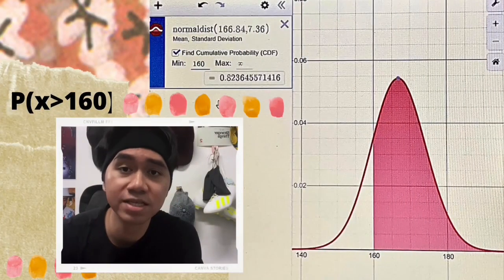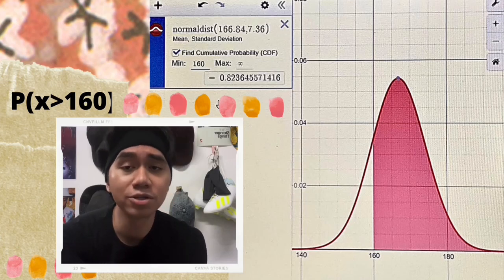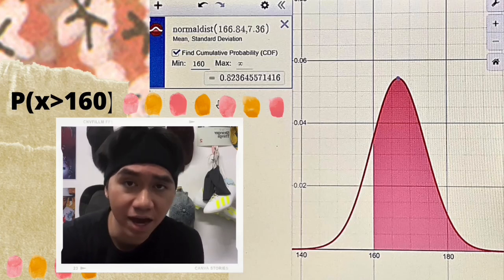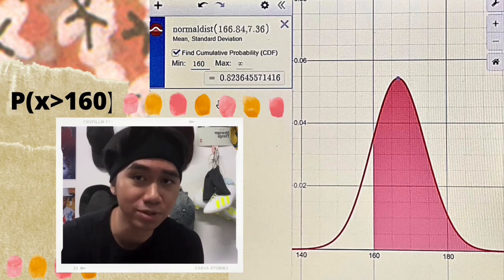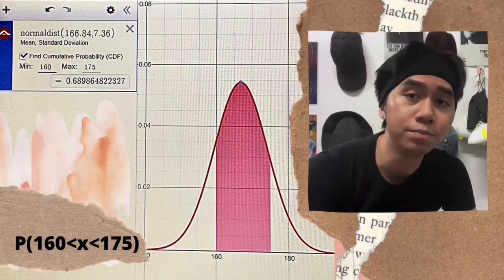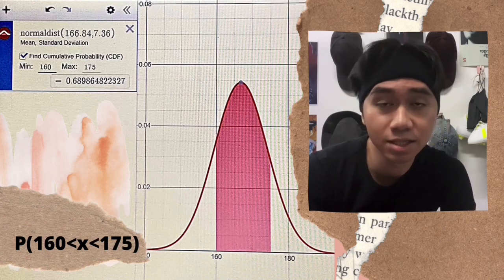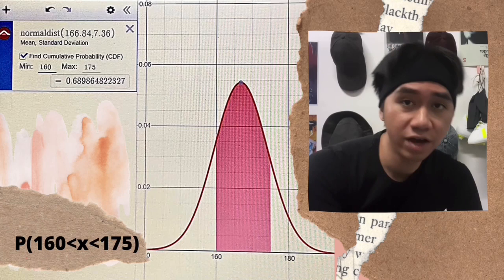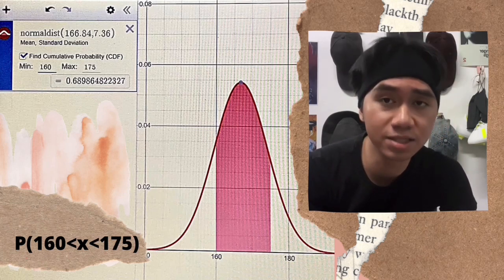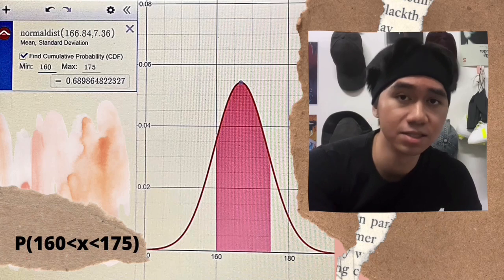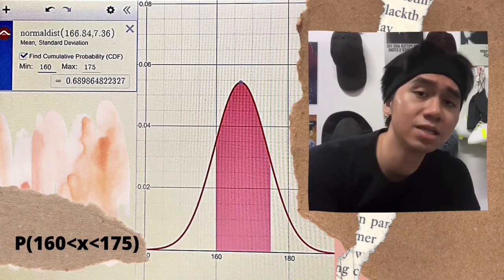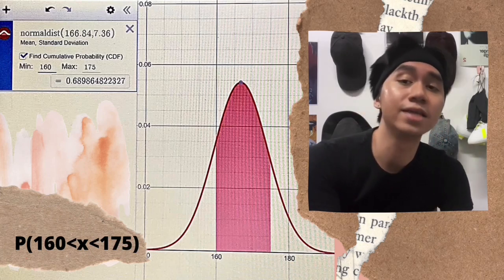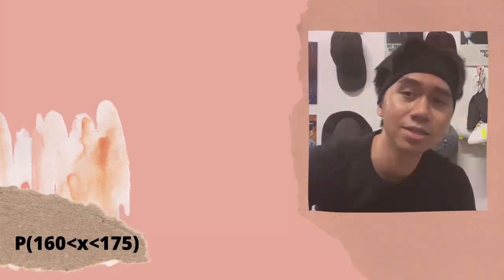Next, we have chosen the probability height more than 160 centimeters. Based on the Desmos app, the probability of students with height more than 160 centimeters is 0.8236, which is 82.36% of the 116 students. Last but not least, we combine both 175 centimeters and 160 centimeters as one. So, we want to find the probability of student with height more than 160 centimeters but less than 175 centimeters. Based on the app, the probability is 0.6899, which is 68.99% of the 116 students.